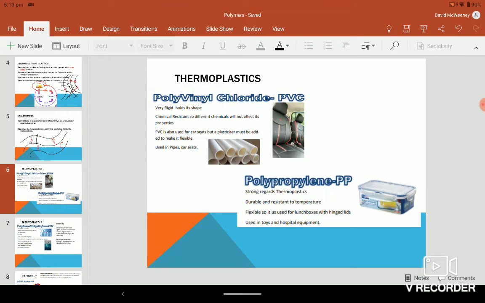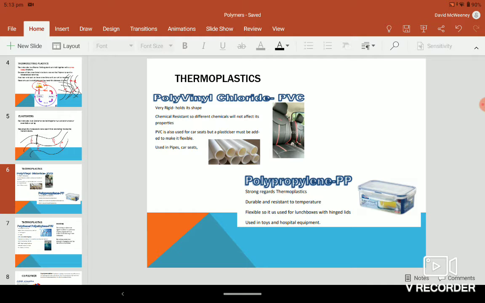Okay, so this week we're going to look at the different types of plastics. So we looked at thermosetting plastics, looked at thermoplastics. Now we're going to look at a few examples from each category, and just two other things I want to mention: branching and copolymers. Okay, so the first one we have is PVC.